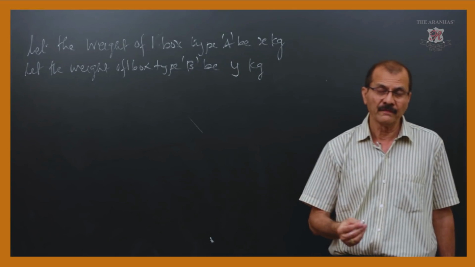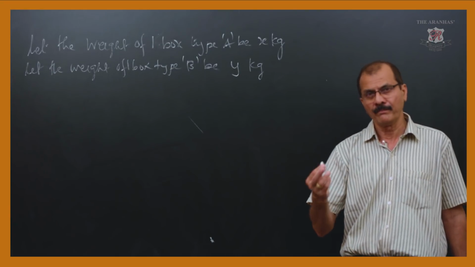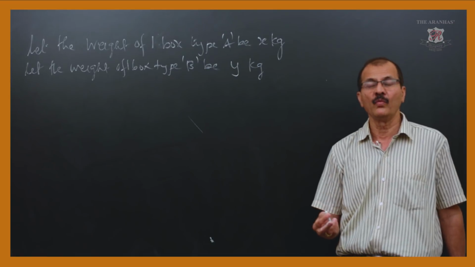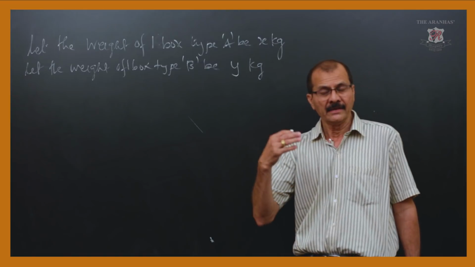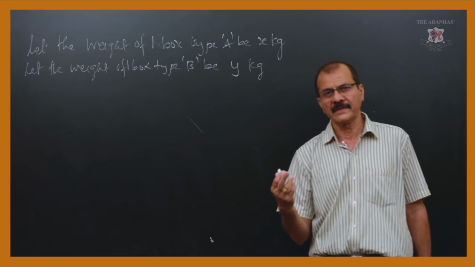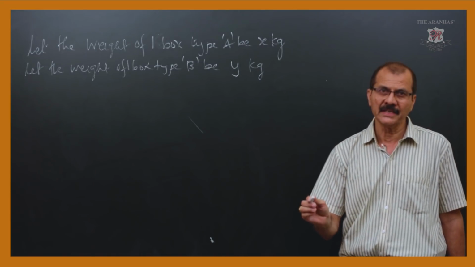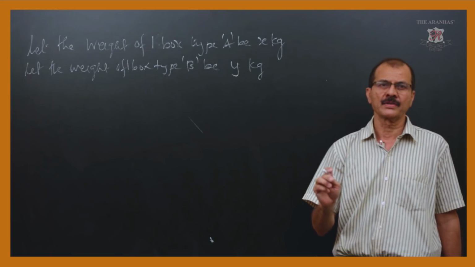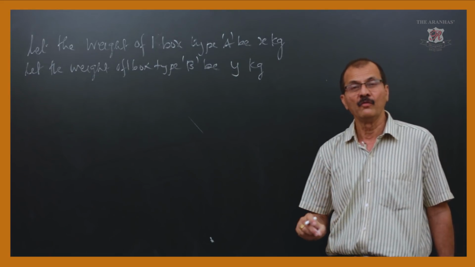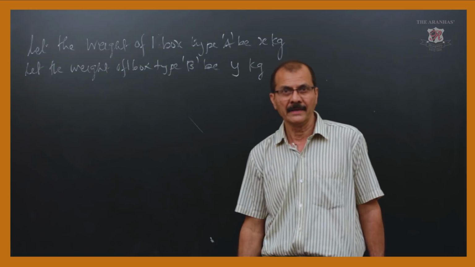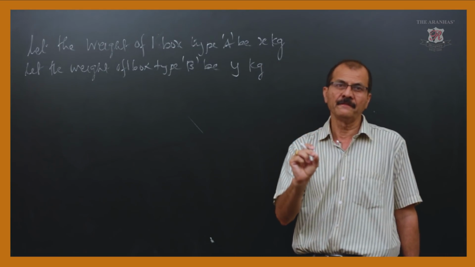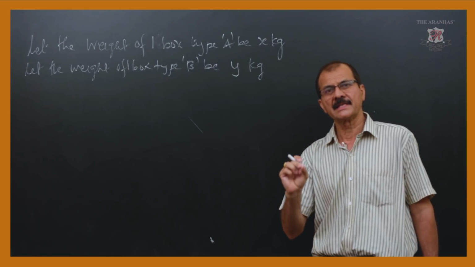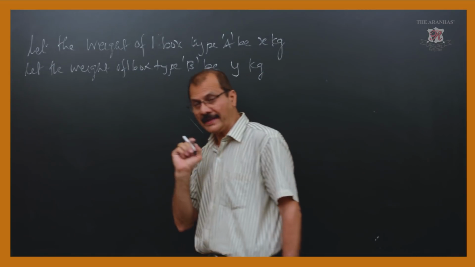So the weight of 150 boxes of type A will be 150 x, and one box of type B weighs y kg, so 100 boxes of type B will weigh 100 y. The total weight will be 150 x plus 100 y. I will write it on the board now.